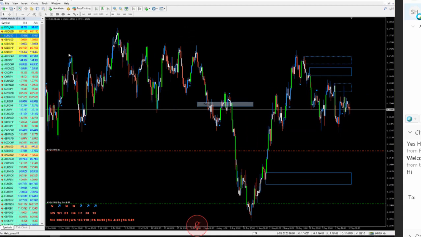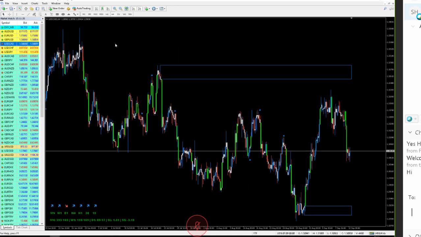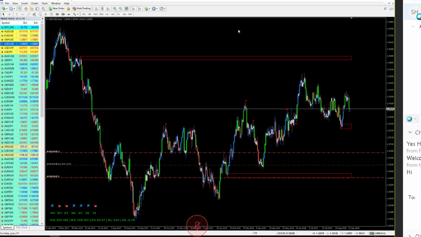Let's just put the template on. Right, let's do the dollar CAD and have a look here. So let's identify an area now that we could consider for trade, something that hasn't happened just yet. Let's go to the daily chart and see what's going on.